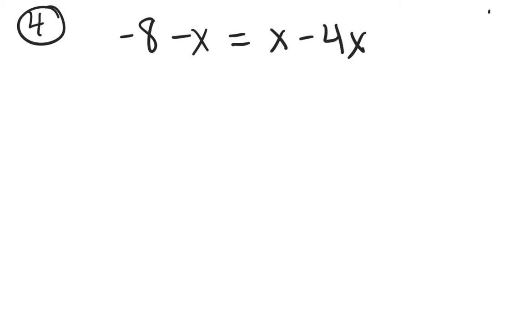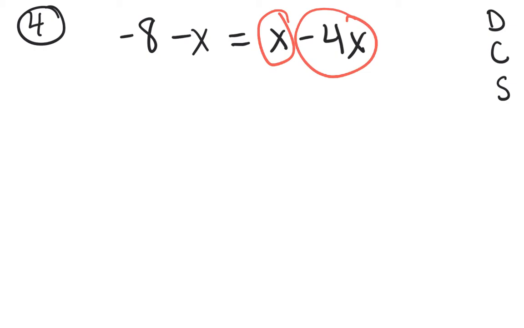Even when you have variables on both sides, you still need to think about distributive, combining, and then solving. So right now, if I look on both sides, the left side has no need to distribute or combine. But I notice I have 2 x's, so that means I need to combine on this side. So we are going to combine our x and a negative 4x. We have to remember that that's a negative 4.